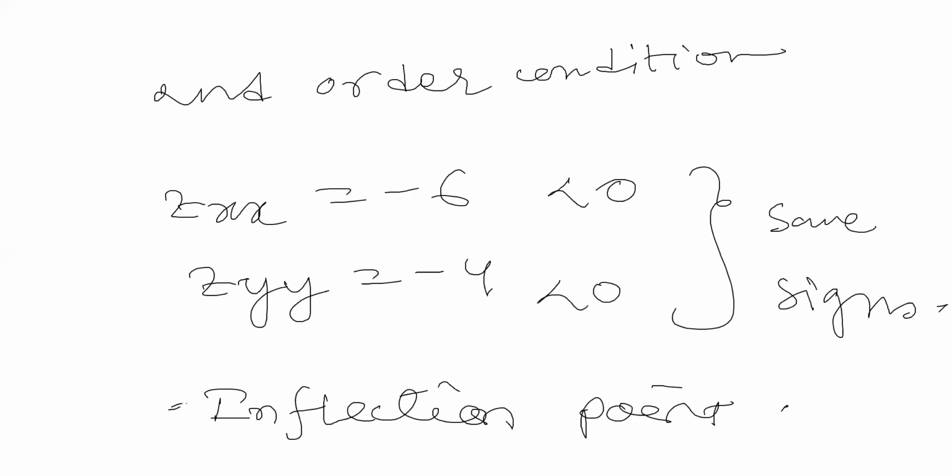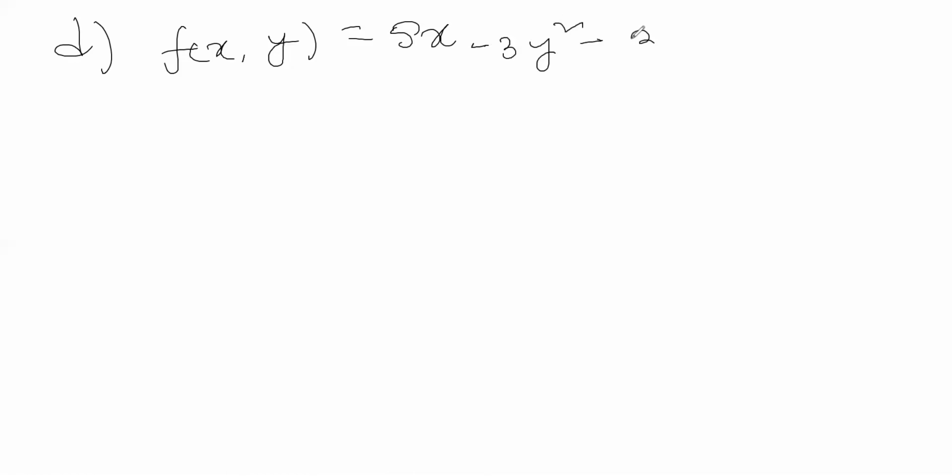Okay. So this is the result for this math. Let's do another and we will finish the video here. So it is question number D. F of x, y is 5 of x square minus 3 of y square minus 30x plus 4y plus 4xy.